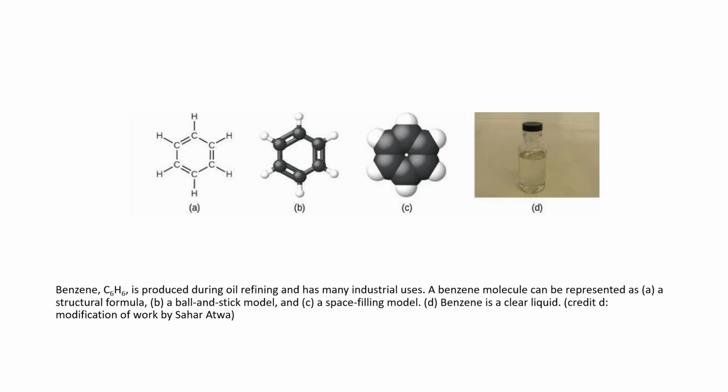Here's just another example. Here's benzene. Benzene is C6H6. So C6 means that there's 6 carbon, and H6 means that there's 6 hydrogen. So here is our structural model, our ball and stick model, and our space filling model. And then here is benzene as a clear liquid.